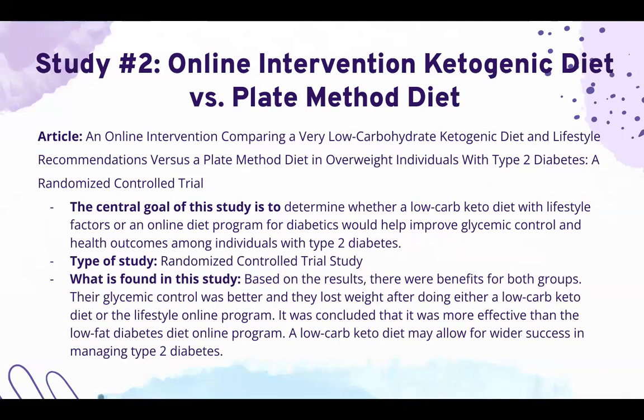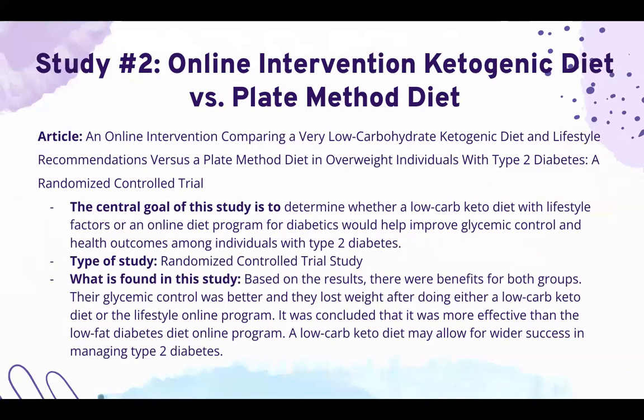So here, type 2 diabetes is a prevalent chronic disease and diet plays a role in it. In a previous trial, it was found that a very low-carb diet with a change in lifestyle factors helped overweight people with type 2 diabetes. This was an in-person intervention. The aim was to determine if an online intervention based on previous recommendations, or an online diet program based on the American Diabetes Association, would improve glycemic control and other health outcomes among individuals with type 2 diabetes.